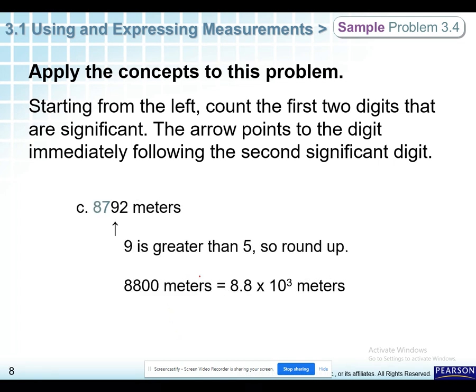And then on letter C, we counted the first two digits that are significant. So we have to keep the 8 and the 7. The 9 rounds that up. And then again, like I said, please don't forget to do this on your worksheet. If you have to get rid of numbers at the end, they switch to a 0.